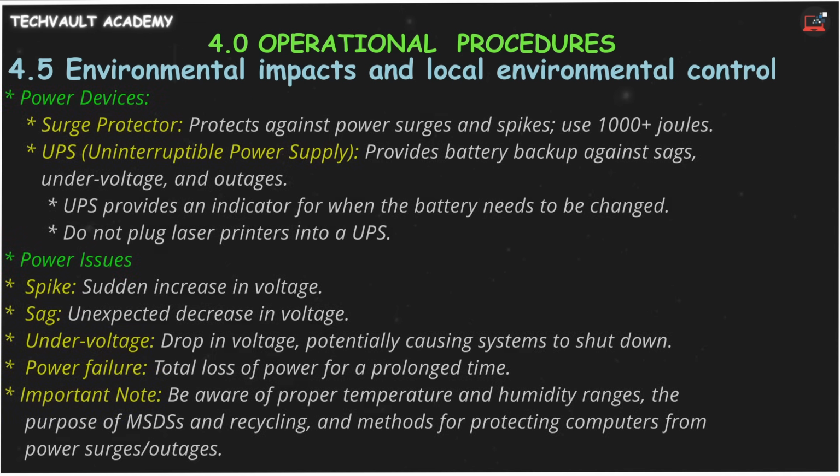Power devices: a surge protector protects against power surges and spikes. Use 1000 plus joules. A UPS, uninterruptible power supply, provides battery backup against sags, undervoltage, and outages. A UPS provides an indicator for when the battery needs to be changed. Do not plug laser printers into a UPS. Power issues: a spike is a sudden increase in voltage. A sag is an unexpected decrease in voltage. Undervoltage is a drop in voltage, potentially causing systems to shut down. Power failure is a total loss of power for a prolonged time.